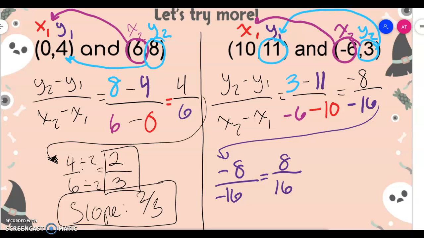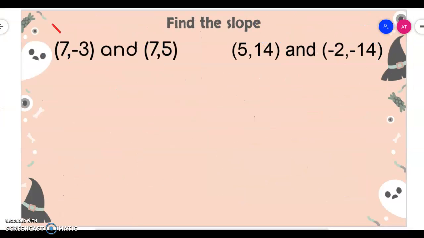Now the real question is, can I reduce this? Absolutely. The highest number they both go into is 8, so I'm left with 1 over what? 2, 1/2. And there's my slope. Let's try the last two problems, and then you will be ready to start your checkpoint. So, label them again.